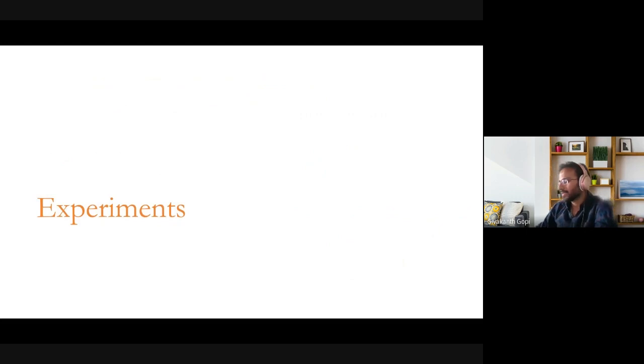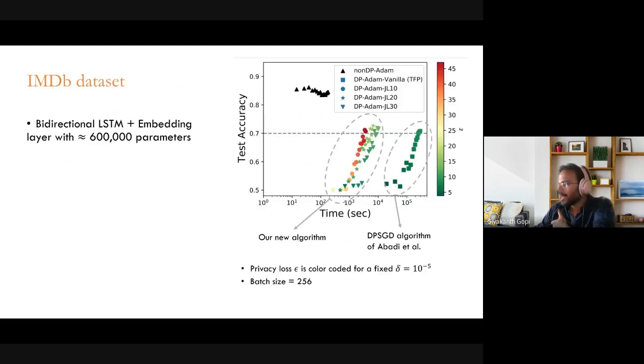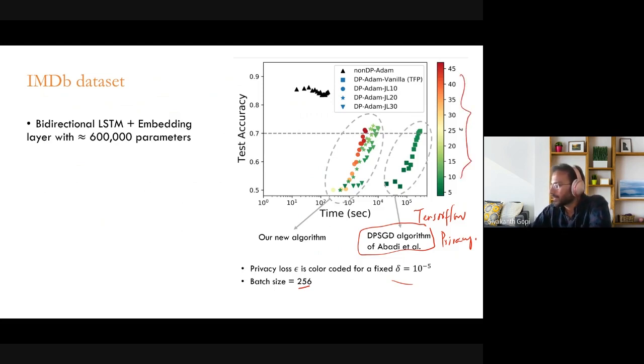Okay, so let me show some experiments. We train a neural network, an LSTM with some embedding layer, with about 600,000 parameters on this IMDb dataset, which is an NLP task. So what we see is this: this is the DP-SGD algorithm of Abadi et al., the TensorFlow privacy implementation. The batch size is 256, delta is fixed, and the plot is color-coded in epsilon, time versus accuracy.